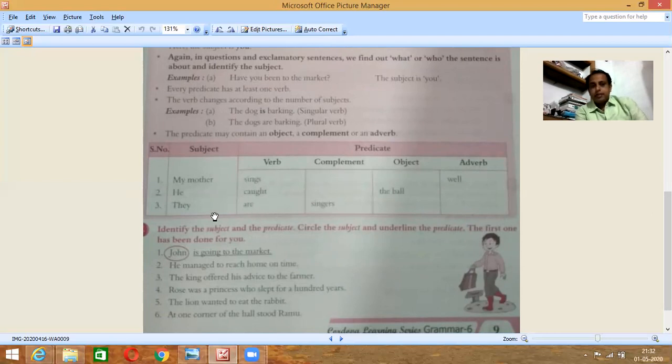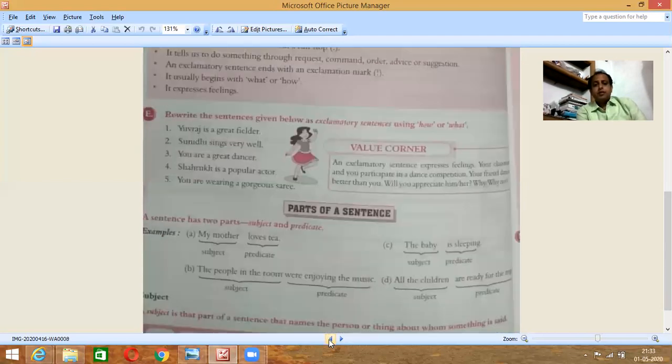Next, they are singers. Predicate parts can also have the complement part, verb and the complement part. They are what? They are singers. That is called complement. Sometimes we need some words or phrases to complete the meaning of the sentence. That part is called complement. You know what an object is. You have learned about adverb, but you have not learned yet about complement. So these are the parts of a sentence.